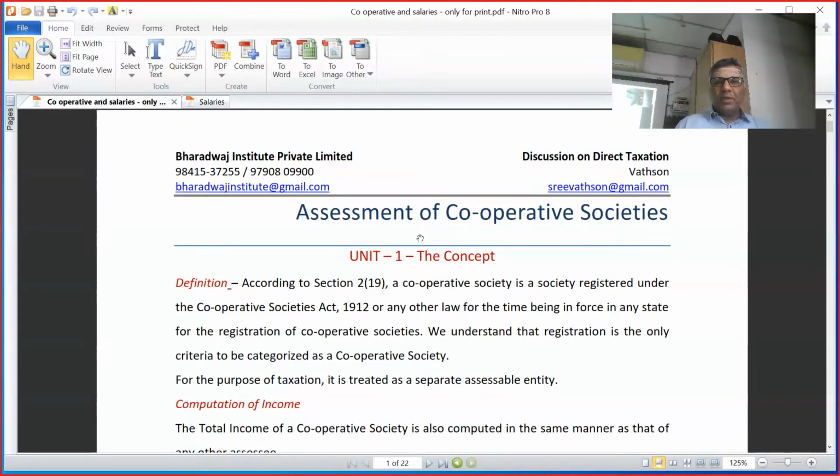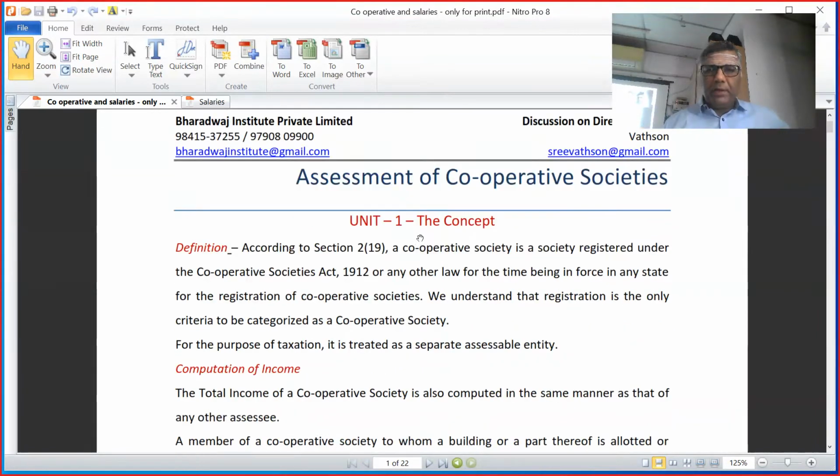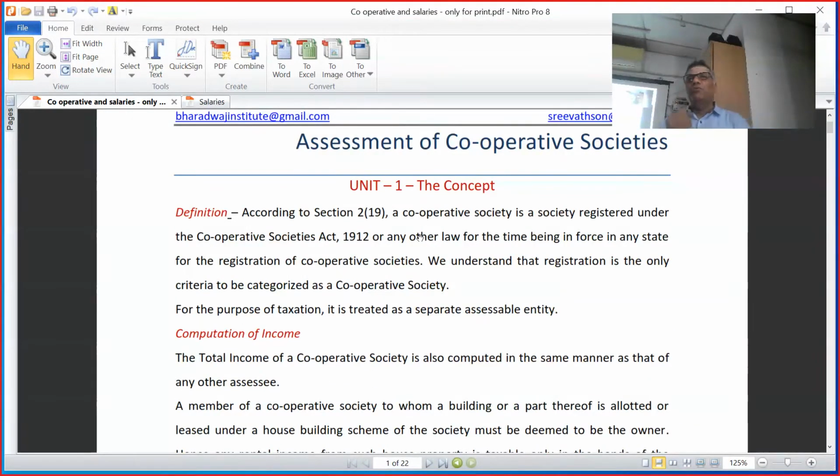Namaste, good morning. A session where we are going to look at some small chapters, starting from cooperative societies, moving into assessment of individual. We are going to see chapter wise. Today, my intention is to complete salaries and then move forward. Assessment of cooperative society.